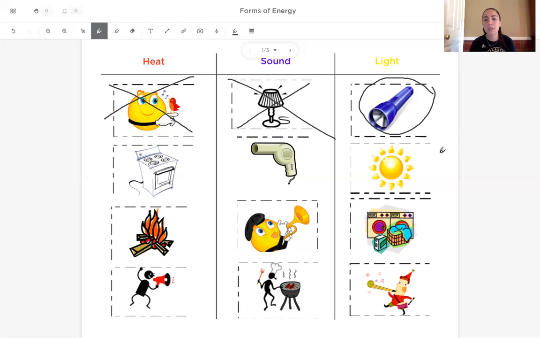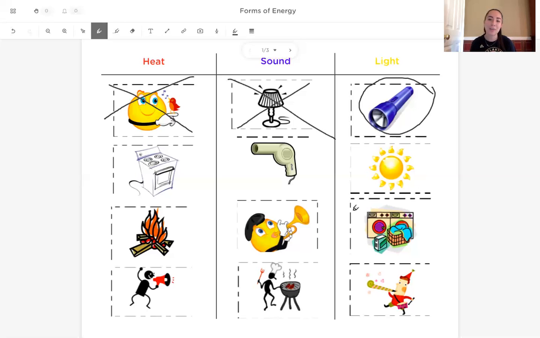Okay? Then I would go down to this picture of a sun. Does the sun outside make light? Am I able to see when the sun is out? Can you see when the sun isn't out, when it's nighttime? Think about that. So if the sun makes light, I need to circle it. If the sun does not make light, I need to put an X through it.